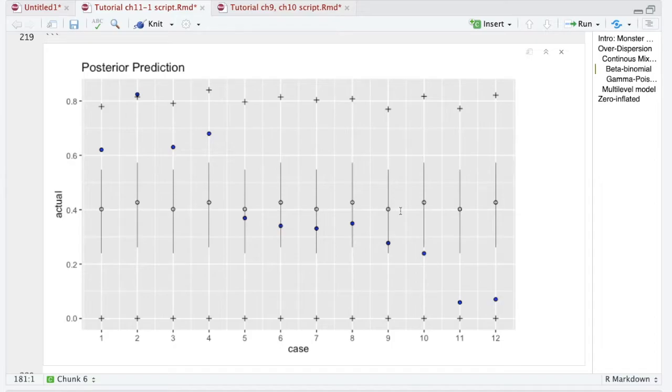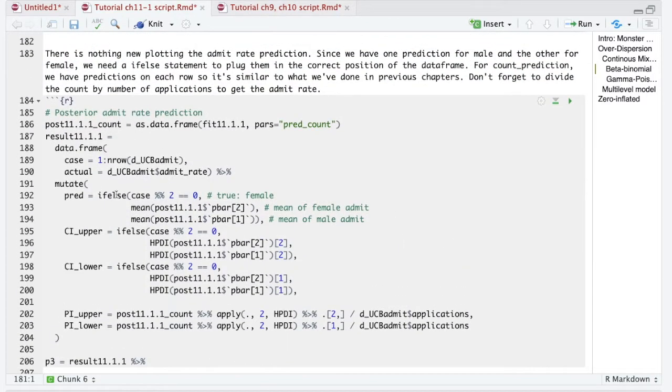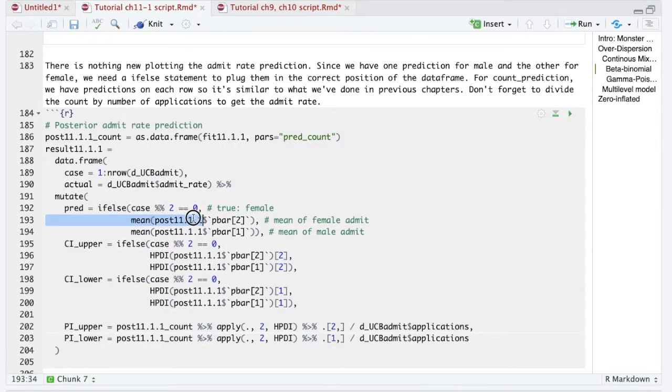So how can we achieve this? The trick is to use an if-else statement. You can see that the prediction mean and confidence interval include the if-else statement. That's because the data we have is just the p-bar value, so it's one value, not 12 values. So we have to assign them using the if-else statement. If the case is an even number, we assign the p-bar of female admission rate, and if it's not an even number, we assign the p-bar of male admission rate to it.